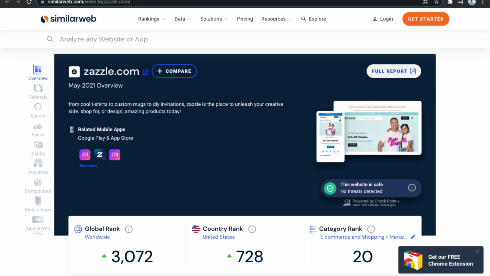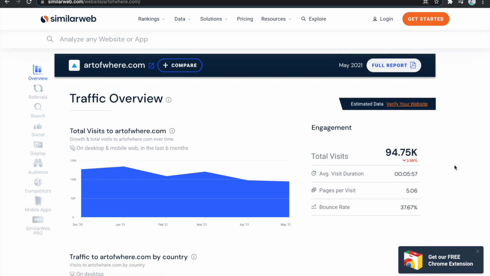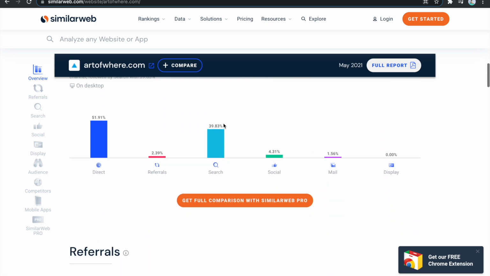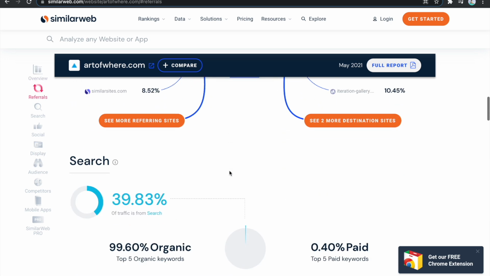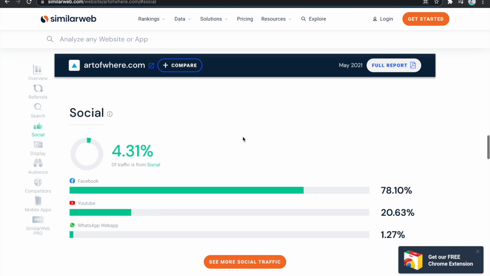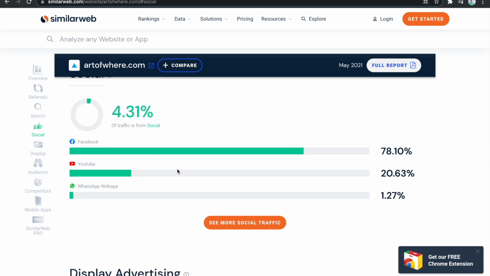One last one with Art of Wear, for example, with less than 100,000 visitors a month, mainly from the United States, with direct being their strongest traffic. And if we're looking at their organic traffic, people just search for Art of Wear or a pink kimono or monarch butterfly silk scarf and reach Art of Wear directly. This is very good targeted information to all of you guys who can make a pink pattern and put it on a kimono and sell it through Art of Wear. And again, we have Facebook, YouTube, WhatsApp app, and we do not have even Pinterest here or Instagram again.